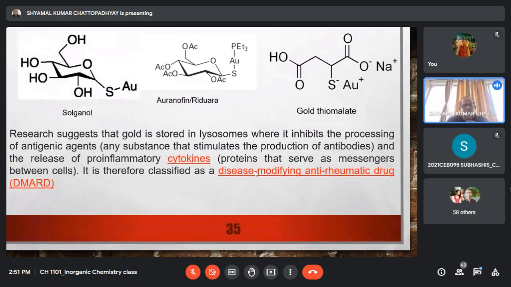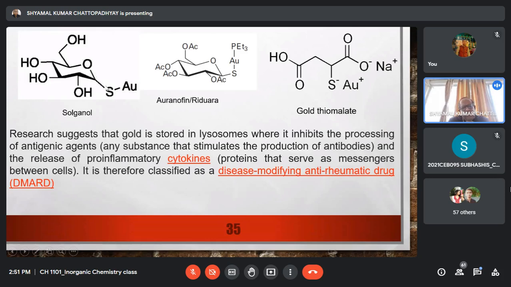Then we go to certain gold 1 compounds, which have been used as medicines for rheumatoid arthritis, right? For arthritis. And again, our ligands are naturally derived.